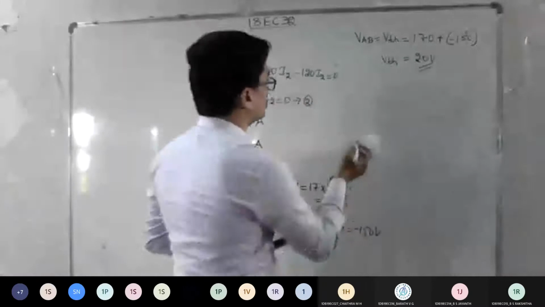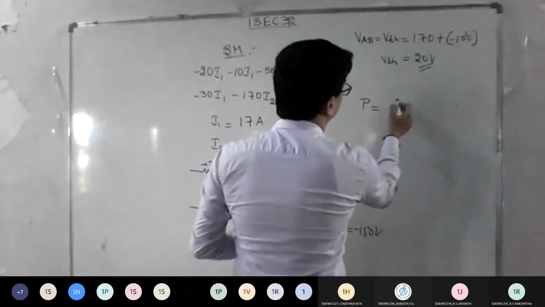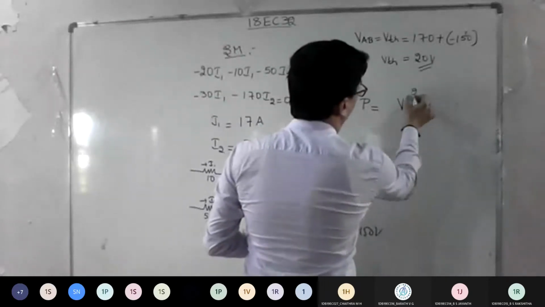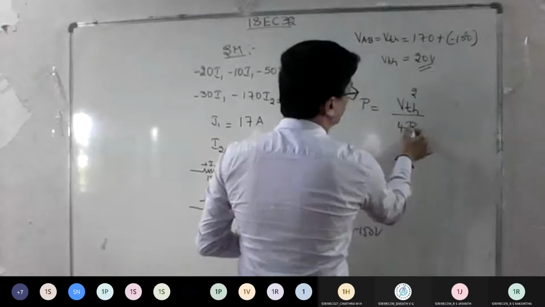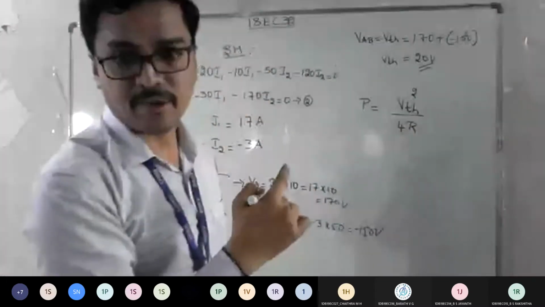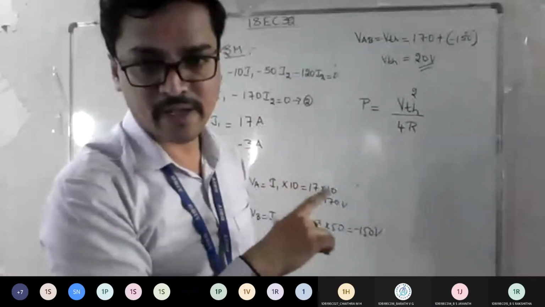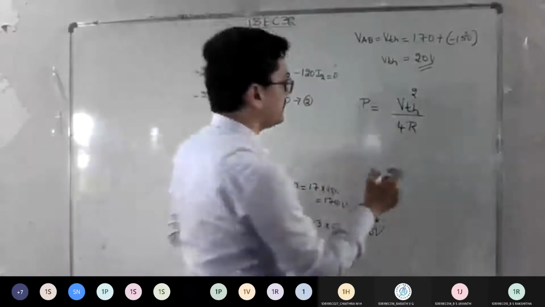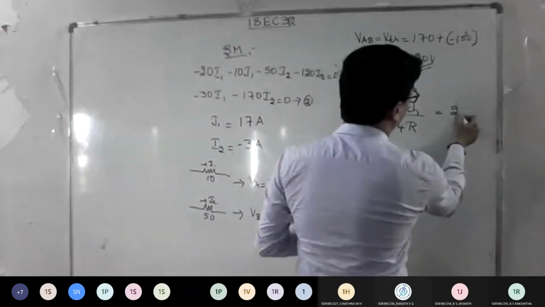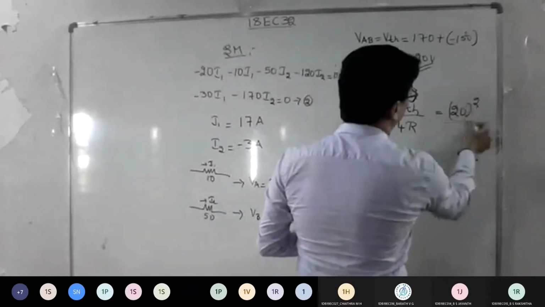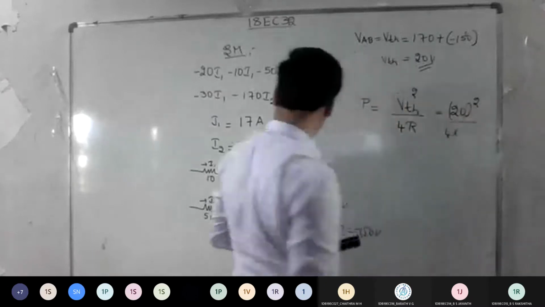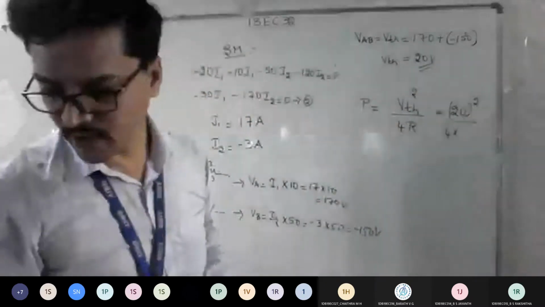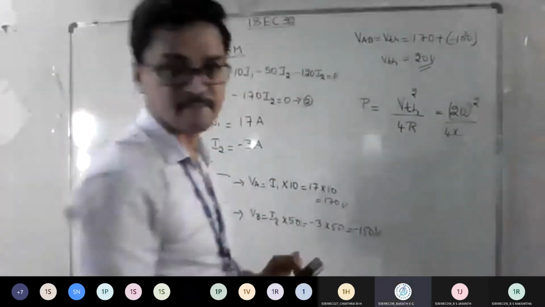So just check out the power now. VTH square divided by 4R. See, first dump the formula. Before finding the power, I want everyone to dump the formula. In that, you need to substitute the value of your VTH as well as the load. What was the load you got? How much R you got here? 50, sir. 50, yeah?